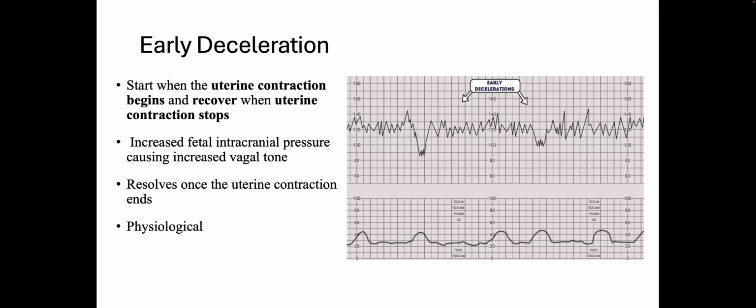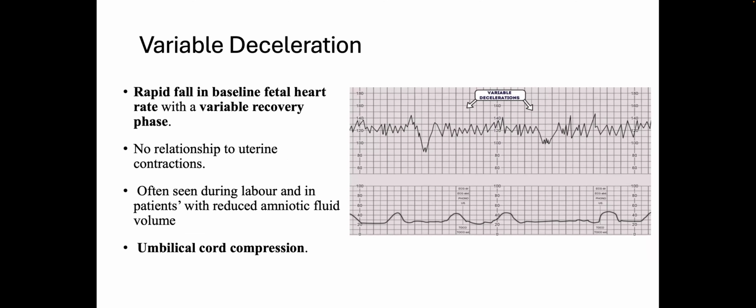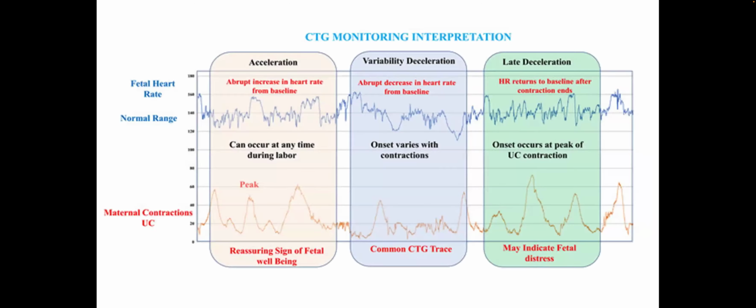So basically it's very much related to the contraction, and this is mostly physiological. If you see a rapid fall in the baseline fetal heart rate with variable recovery, that's a variable deceleration, and you see that in umbilical cord compression. But what is more worrying is the late deceleration, where the contraction finishes and the deceleration starts and it does not recover till the contraction again picks up. That may indicate fetal distress, which is very harmful.